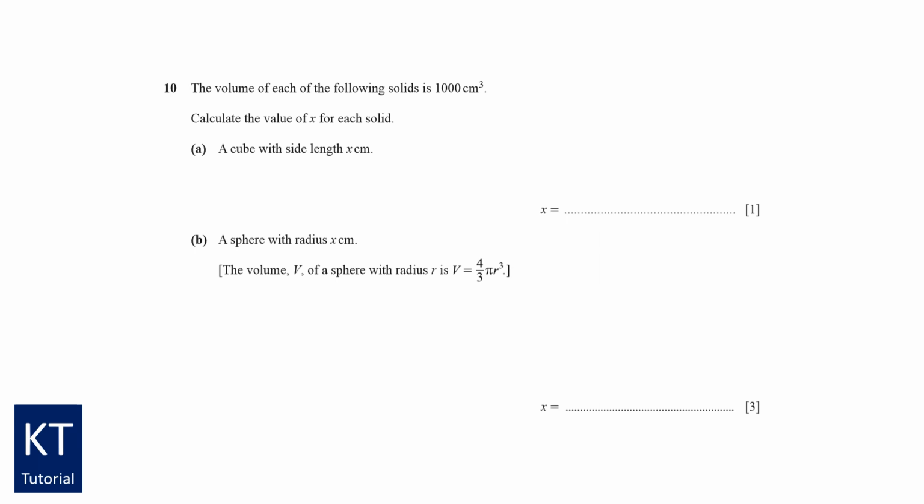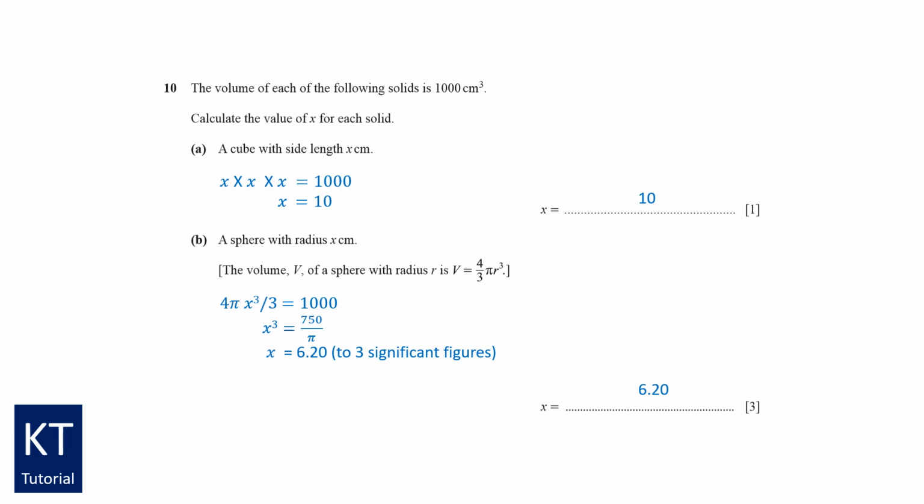Question 10. The volume of each of the following solids is 1000 cm cubed. Calculate the value of x for each solid. A cube with side length x cm. With x cubed being 1000, x is 10. Next question. A sphere with a radius of x cm. To obtain the answer, just equate the formula for the volume of a sphere with 1000. Then find x in accordance.